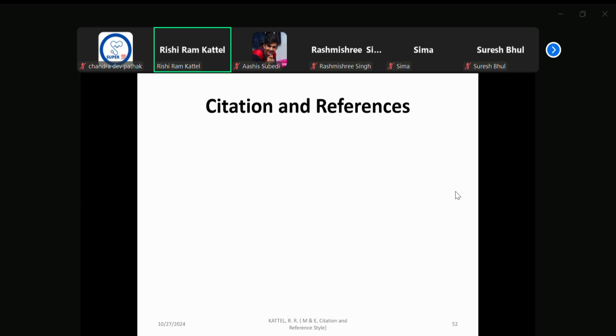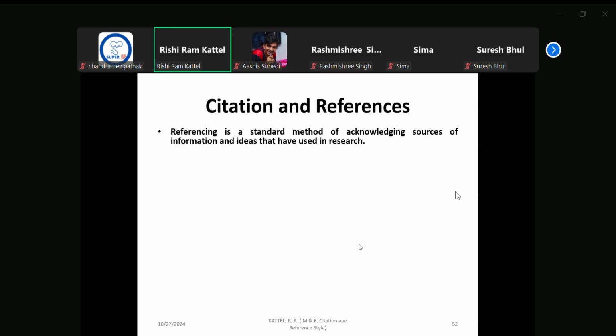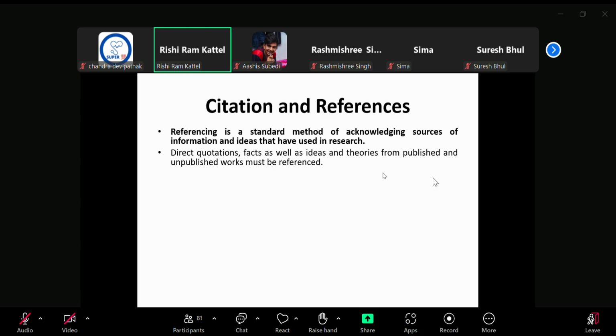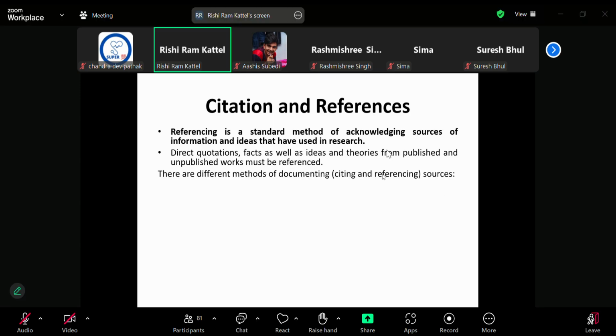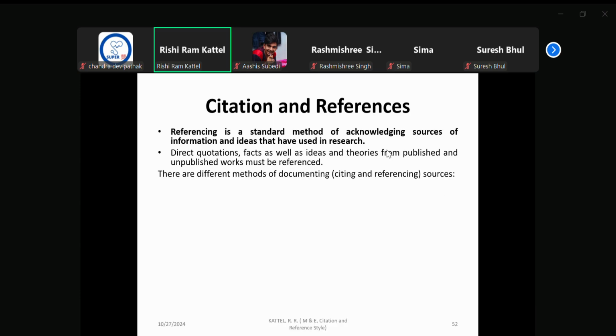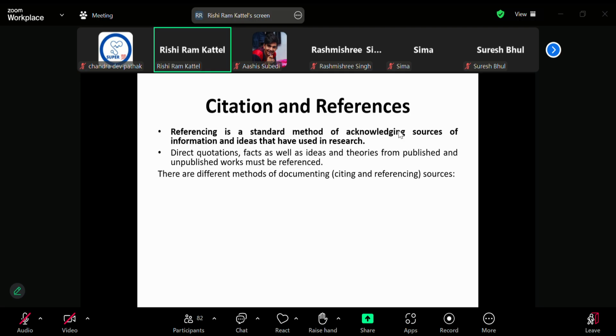Citation and references. Referencing is the standard method of acknowledging sources of information and ideas that have been used in the research. Direct quotation, fact, as well as idea and theory from published and unpublished work must be referred. Reference is important. There are different methods of documentation, citation, referencing sources.